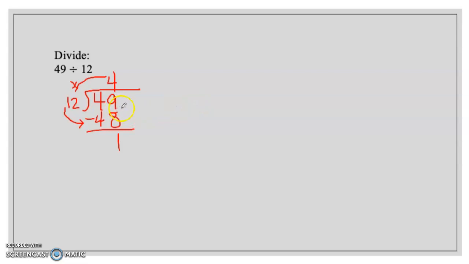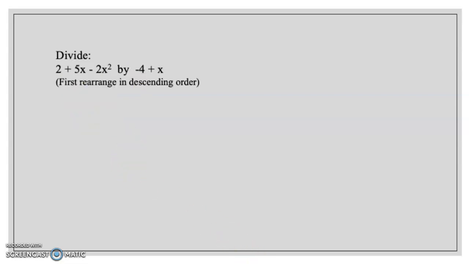Now we did learn that you can put a decimal and lots of zeros until it plays out, or you can write R1, or what we're going to be using is taking this remainder and putting it over the divisor as a fractional answer. Now this is all review. Now we're going to take the same concept and use it with x's and polynomials.